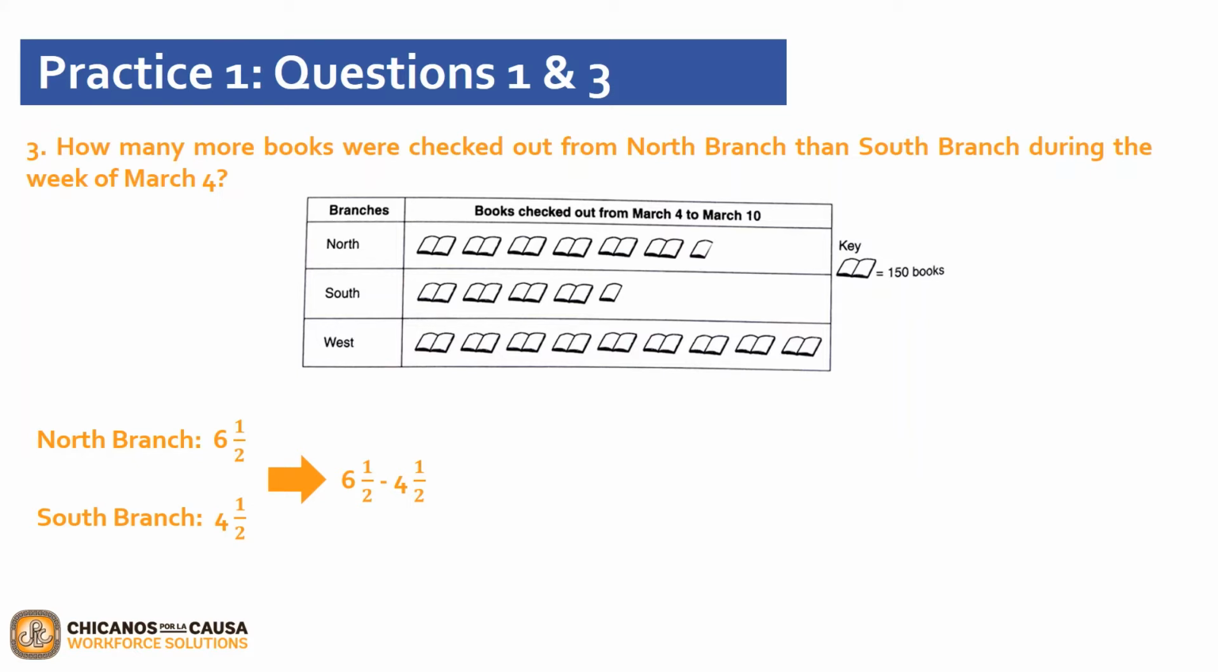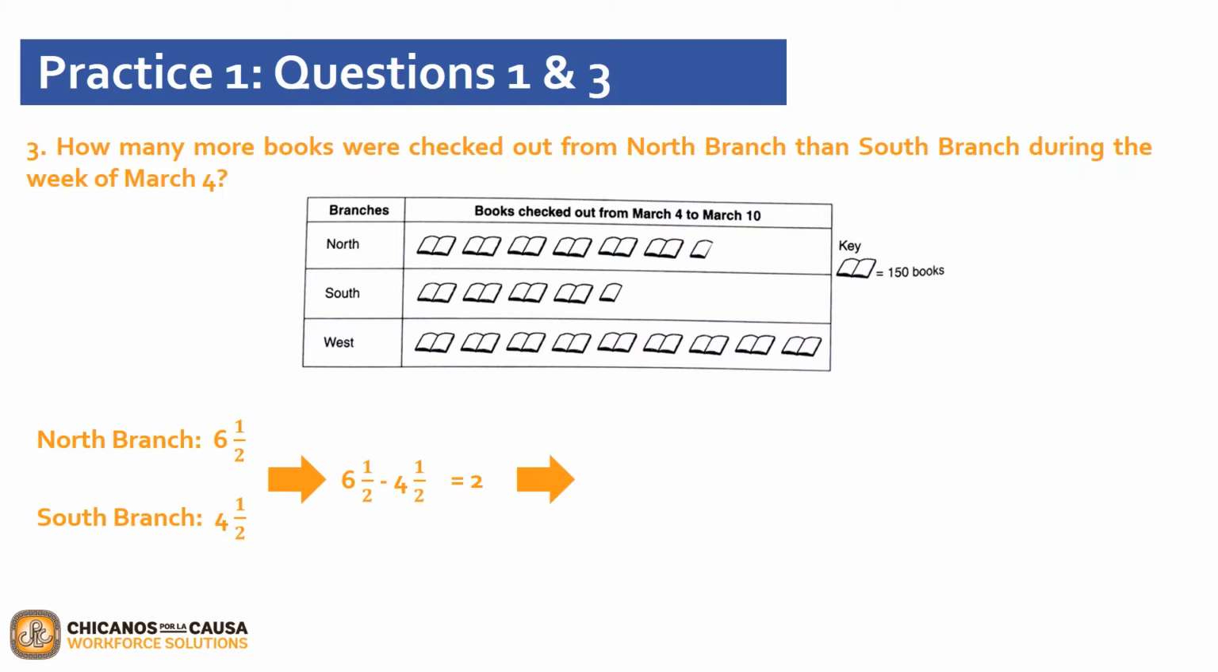So it's up to you whether you would like to keep the fraction or the decimal. However, we are just going to subtract across the board. So because the 1/2s kind of zero themselves out, and 6 minus 4 equals 2, we can determine that the difference is 2. However, remember that this is 2 of those book images, but it's not an actual amount as we have to use the key.